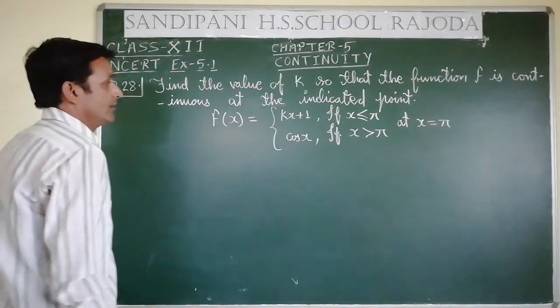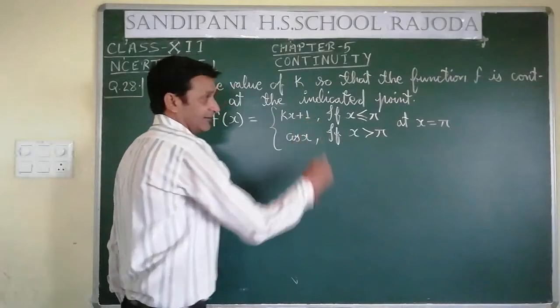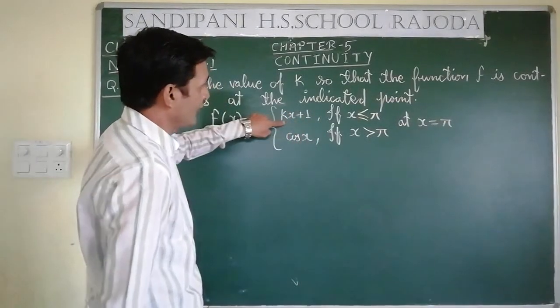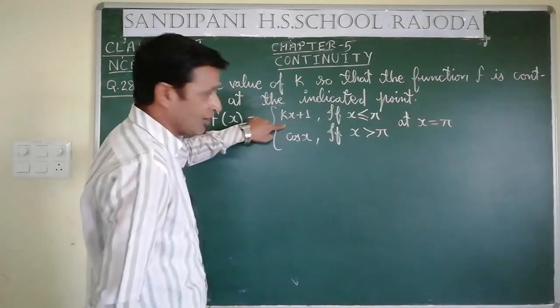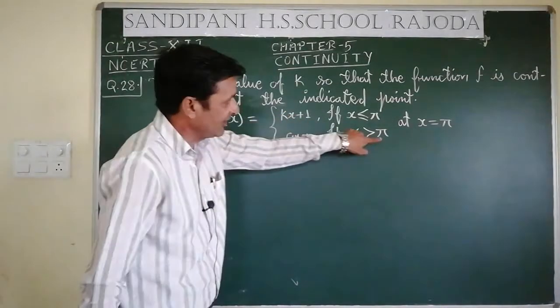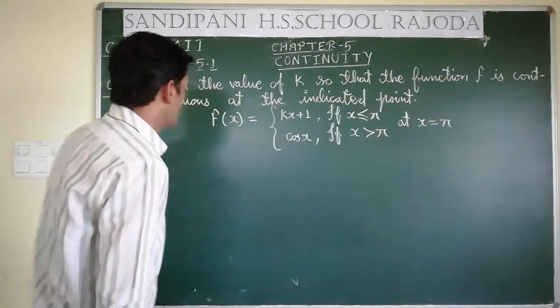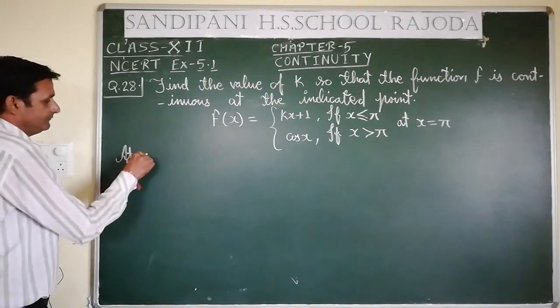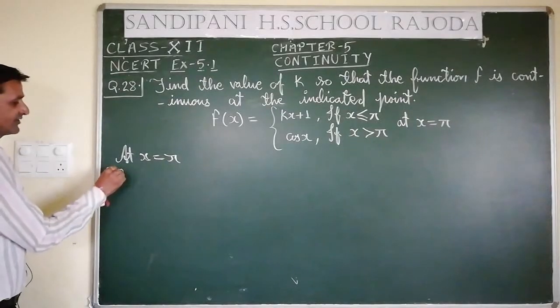So our aim is to determine the value of k, and here LHL is to be discussed in this part of the function, and equal to pi in this part of the function only, and greater than pi means RHL we have to discuss in this part of the function. So now at x equal to pi, continuity test.